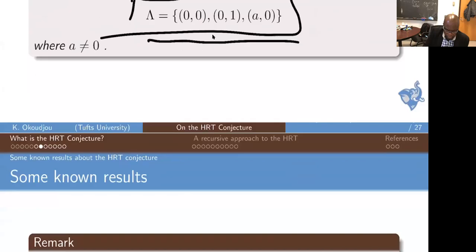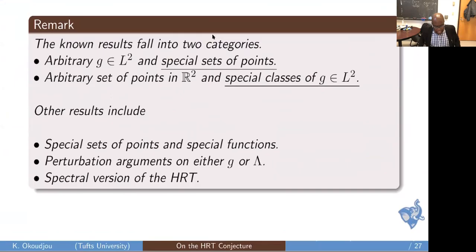All right, so what's known about the HRT? The conjecture has been around since 1990, and the known results fall into two categories. There is the category where you want to prove the strongest possible result by taking your G to be an arbitrary L2 function, but then you restrict your set of points to special points for which you can prove the best result for G in L2 of R. And then you can flip this around by assuming that the set of points can be any finite subset of R2, but then you use some special class of L2 function. Other results include a combination of these two: you take a special function and then you look at special configurations.